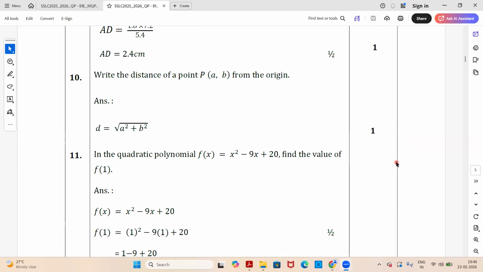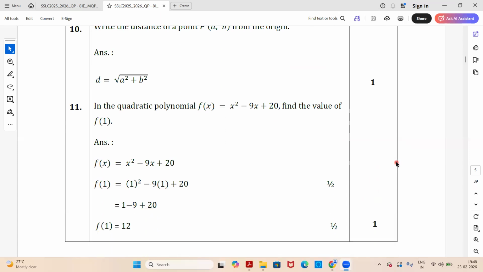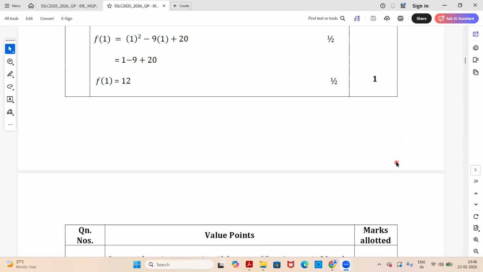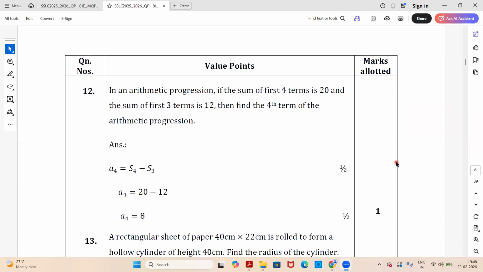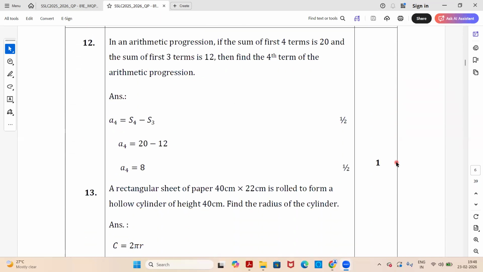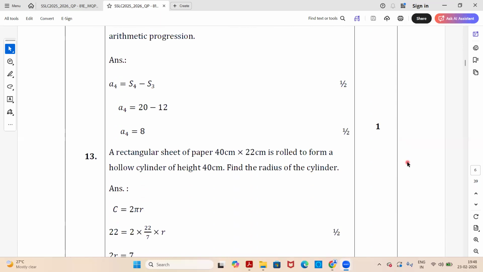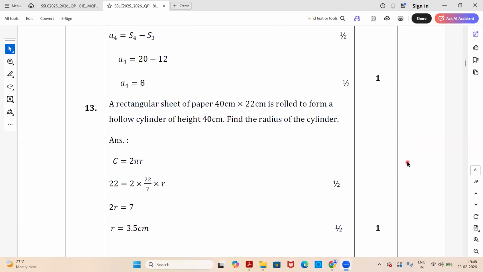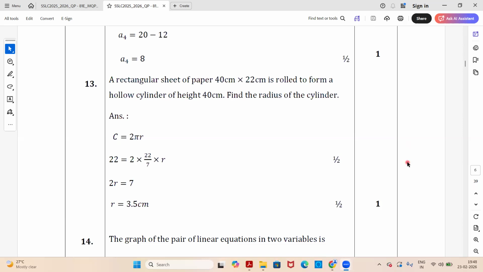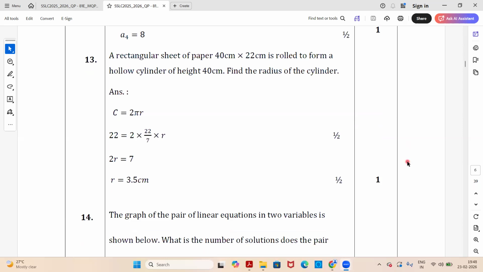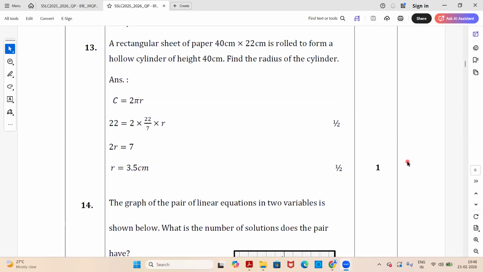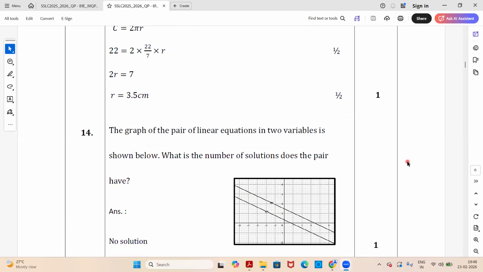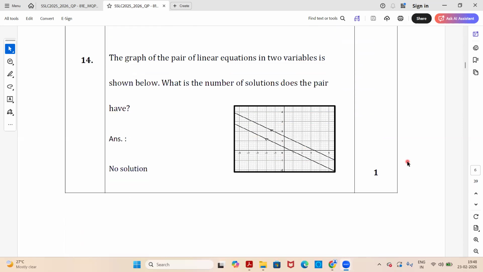Then question 10, along with the answer, followed by question 11, and then question 12. I'll just quickly go through the entire model answer key. I'll scroll it, I'll share it with you. You can just pause the video wherever you require, for a longer time as you require. You can take a screenshot and you can go ahead with it.